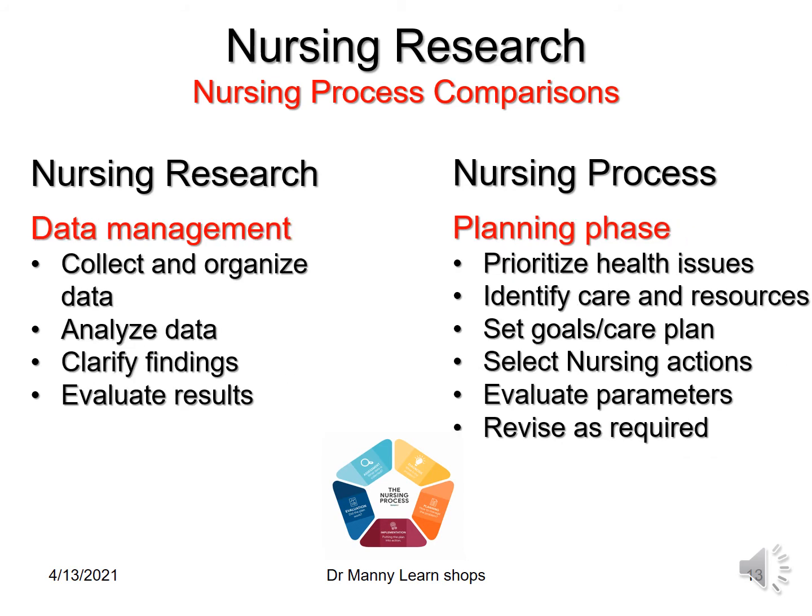Then we look at data management in the nursing research process. And this is where we collect and organise data, we analyse our data, we clarify and evaluate the findings and results. In the nursing process, this is our planning phase, where we prioritise health issues, identify care and resources available to us, set goals, develop a care plan. We select nursing actions and we evaluate the parameters, and then we revise as required to do so.